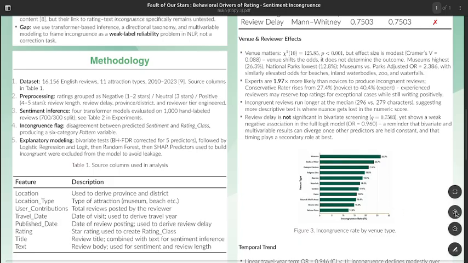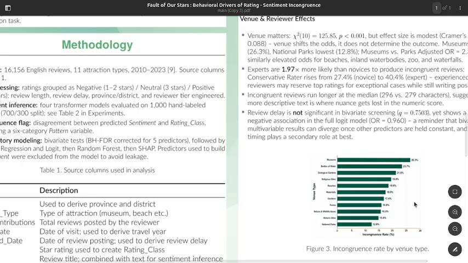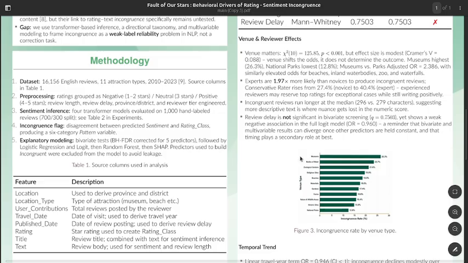We also found an important reviewer effect. Expert reviewers were approximately 1.97 times more likely than novice reviewers to produce incongruent reviews. Interestingly, the conservative rater pattern increased from 27.4% among novice reviewers to 40.4% among experts. This suggests that experienced reviewers may use ratings differently from less experienced reviewers.